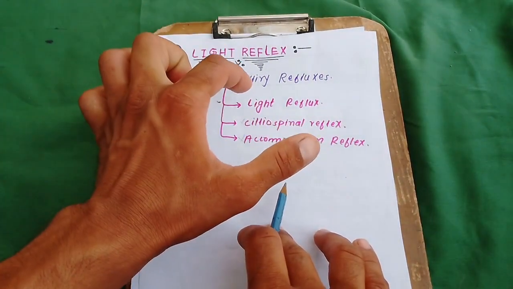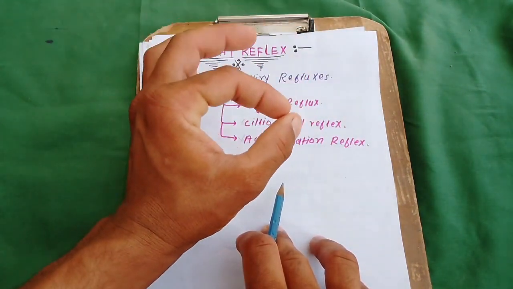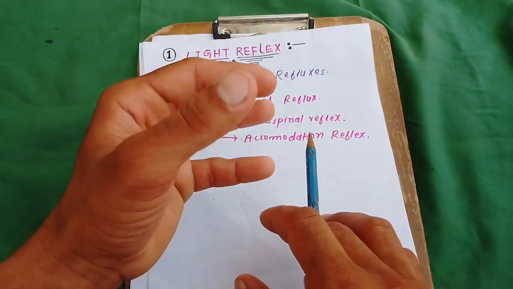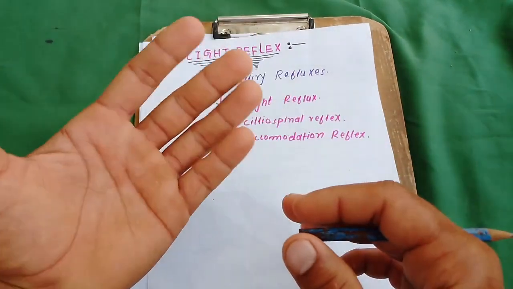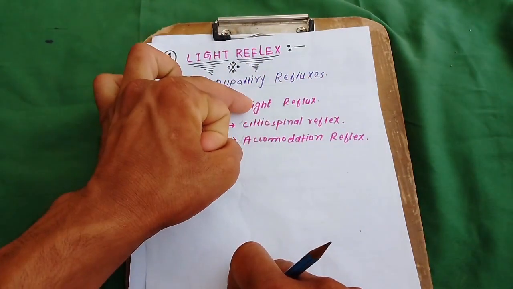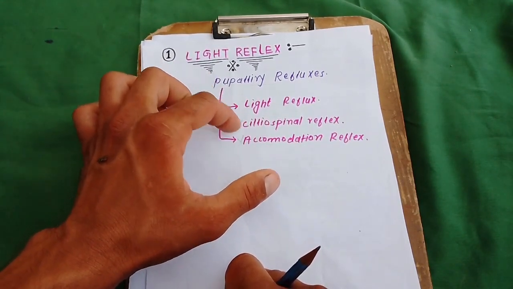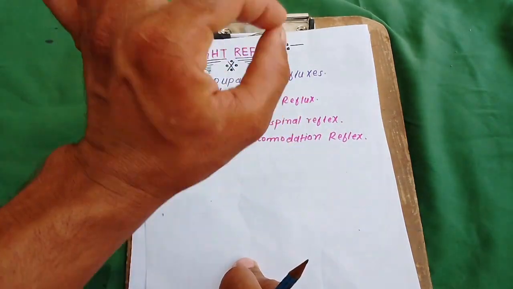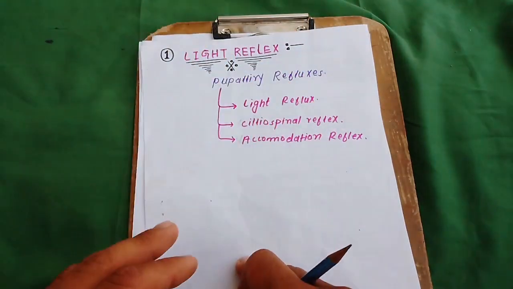The light reflex is a type of the pupillary reflex which increases or decreases the size of the pupil by the falling of light on the eye. When a huge amount of light, when strong light falls on the eye, then the size of the pupil will decrease. It is because of the light reflex. The ciliospinal reflex and accommodation reflex are two separate phenomena. But the light reflex is the reflex which increases or decreases the size of the pupil in response to the light.